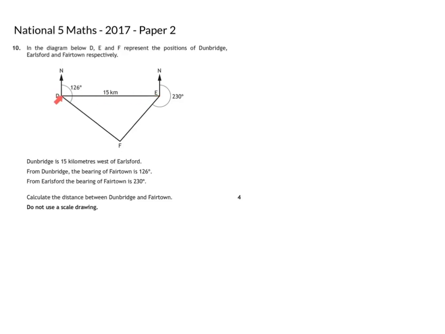From Dunbridge, so from here, the bearing down to there is 126, which we've got marked on. And from Earlsford, our bearing round that way is 230. We need to calculate the distance between Dunbridge and Fairtown, so we need to calculate this side here. I'm just going to put a big question mark to show that's what we're trying to aim for. So we have a triangle, we've got lots of angles in there, we've got 2 sides, so this should give us a clue that eventually we're heading for the sine rule.